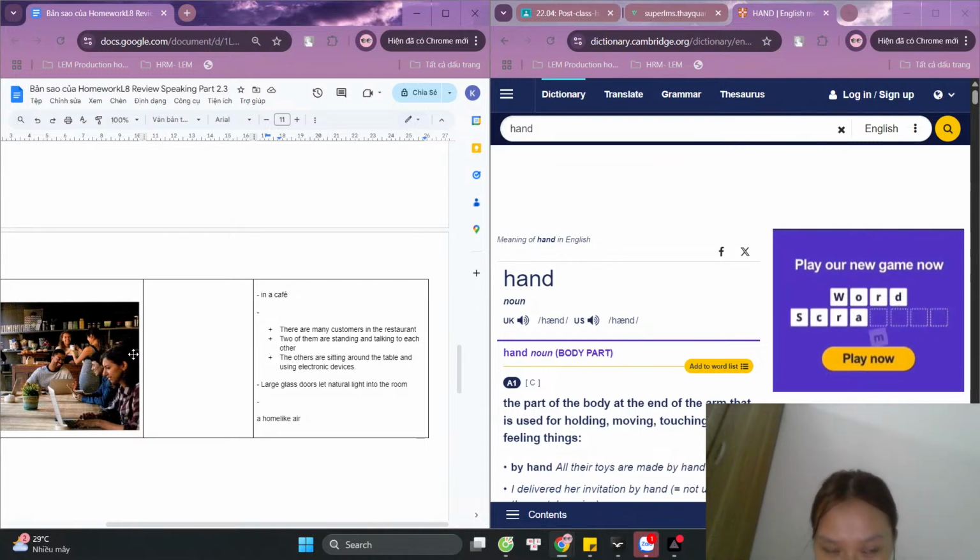This is a picture of a cafe. There are many customers in the restaurant. Two of them are standing and talking to each other. The others are sitting around the table and using an electronic device. In the background, I can see a large glass door that lets natural light into the room. It looks like a homelike air.